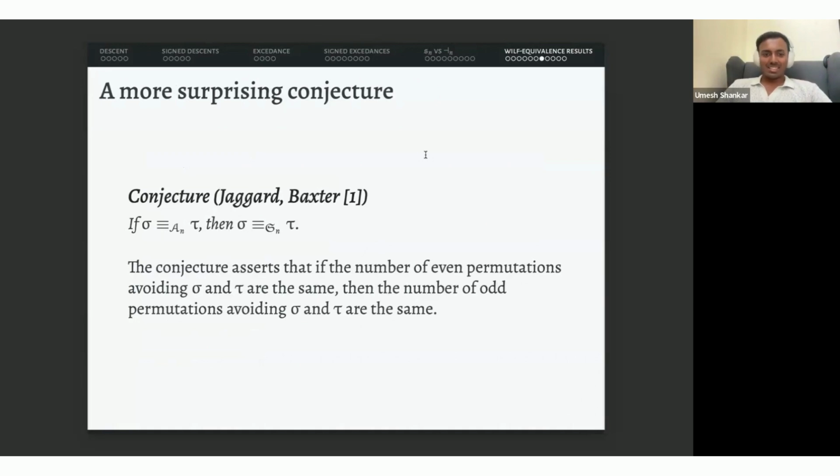If sigma and tau are even Wilf equivalent, then sigma and tau are Wilf equivalent. That is, the conjecture asserts that if the number of even permutations avoiding sigma and tau are the same, then the number of odd permutations avoiding sigma and tau are the same. This seems to be the case. They said that they have verified it for quite a few values. I don't recall exactly how many.